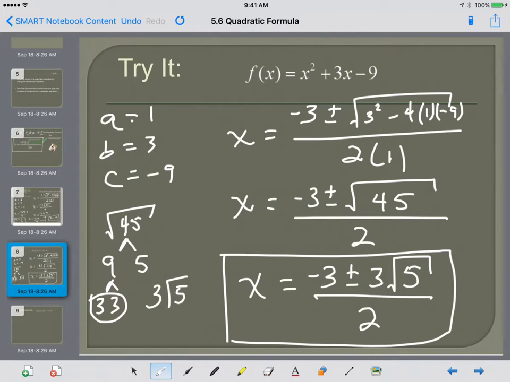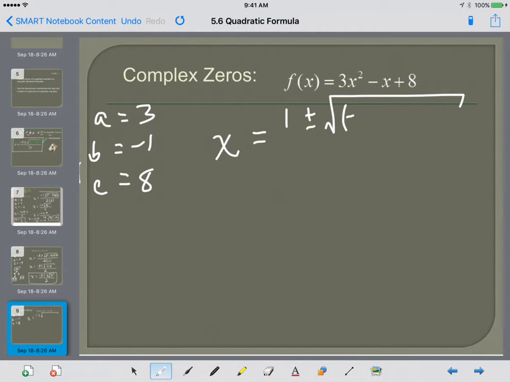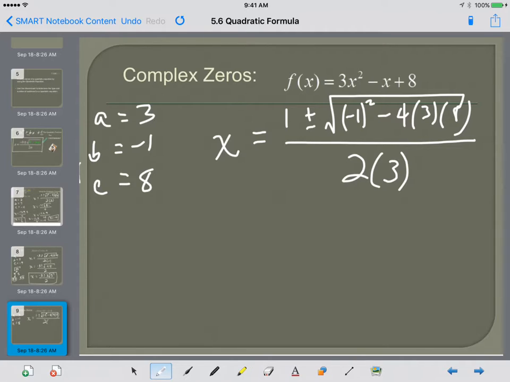Let's try one more. And this time, we're going to get a complex answer. Complex zeros. So same idea, quadratic formula. Pick out a, b, and c. a is 3, b is negative 1, c is 8. So we have x equals negative b. Well, b is negative 1, so the opposite would be 1, plus or minus the square root of negative 1 squared minus 4 times 3 times 8, all over 2 times 3.